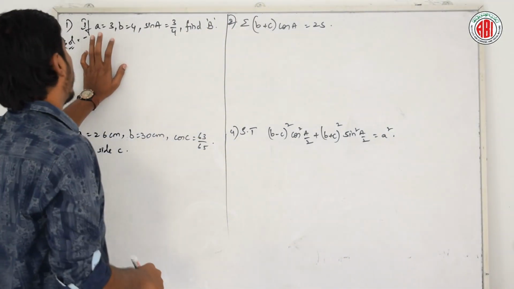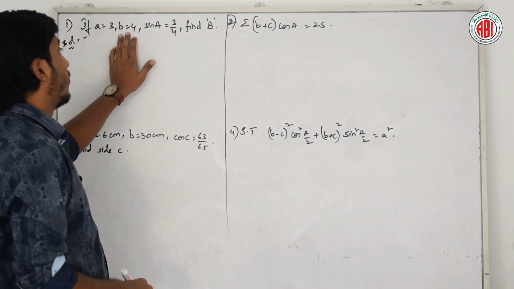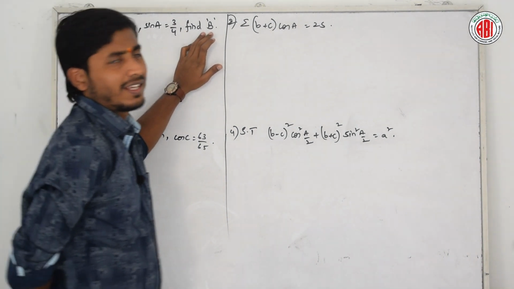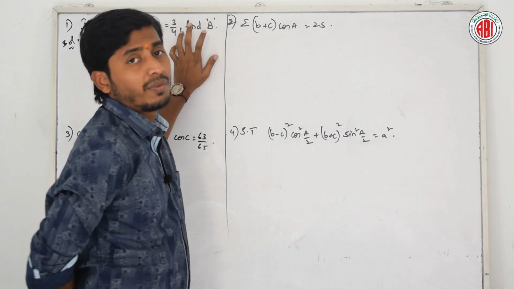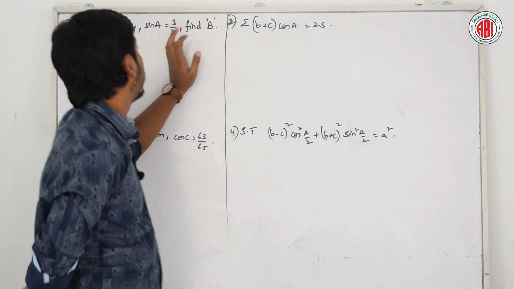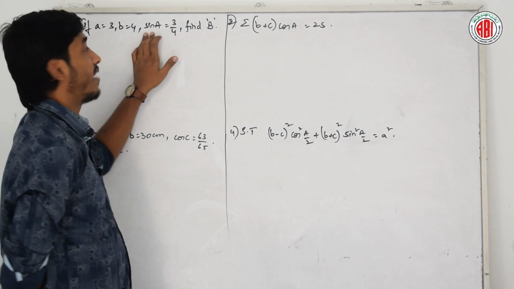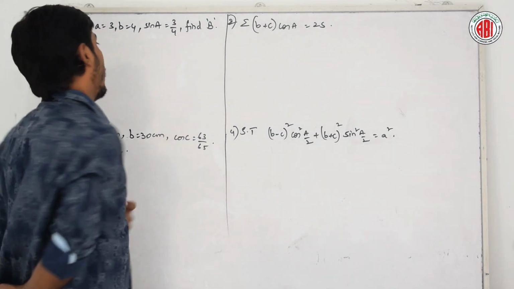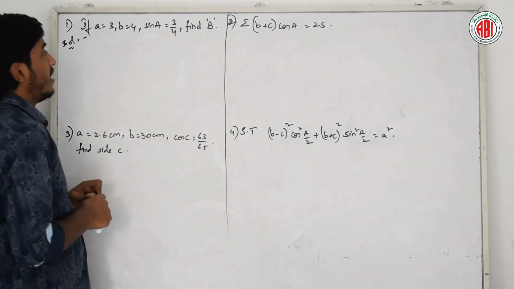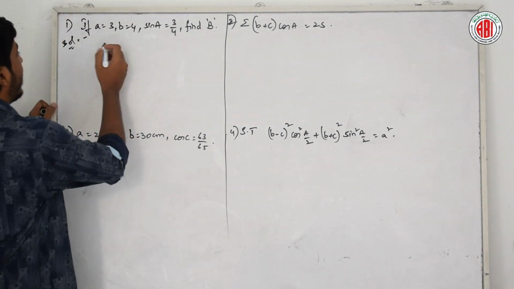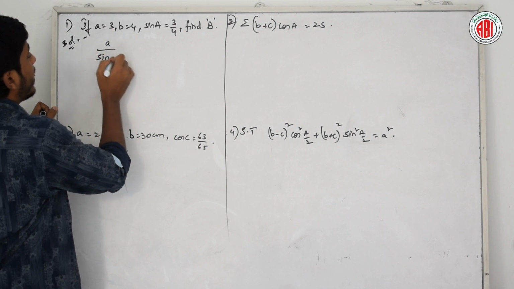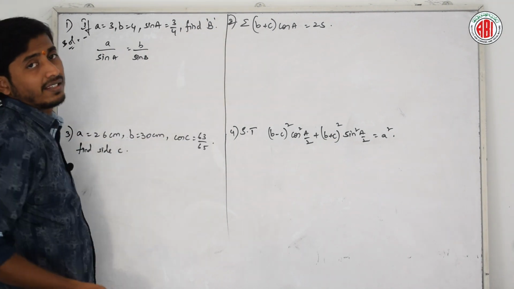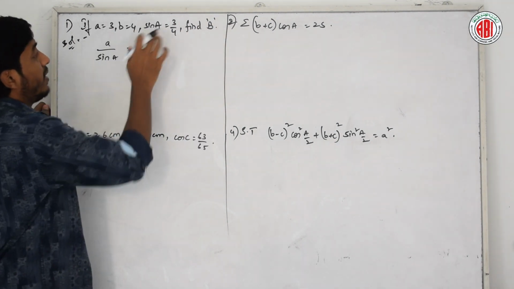The first question here is, a is 3, b is 4, sin A is 3 by 4. He is asking us to find the angle B. Tell me, to which rule did this problem belong? Can you tell? See here, we can easily identify that this is sin A. Therefore, that should obviously be the sine rule. You can use anything, either a is equal to 2R sin A formula, or we can directly write it as a by sin A is equal to b by sin B. There is no need of sin C because they asked only about a and b, right?